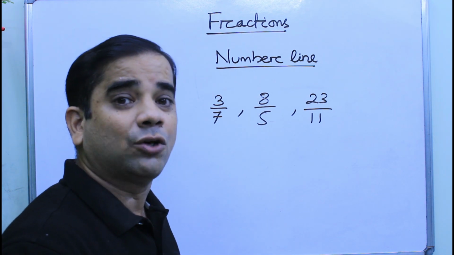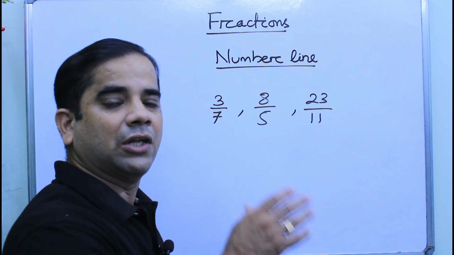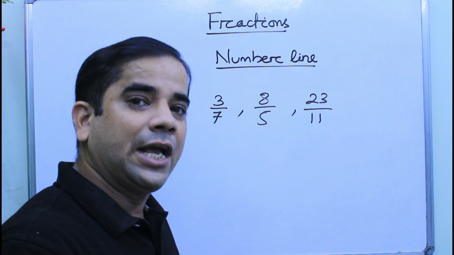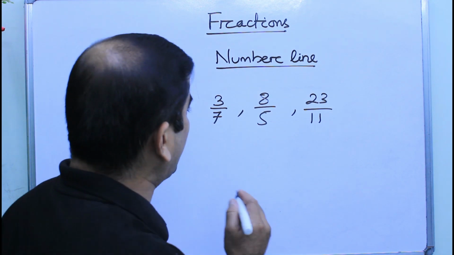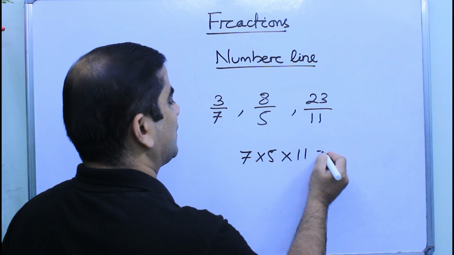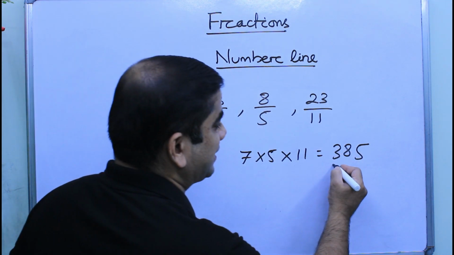Previously, we have discussed that to place the fractions on number line, we need to find out the LCM, then we need to convert the given fractions into equivalent fractions. Okay, but in this case, what is happening? If I go for the LCM, it is 7 into 5 into 11, that is 385. Can you see this number?